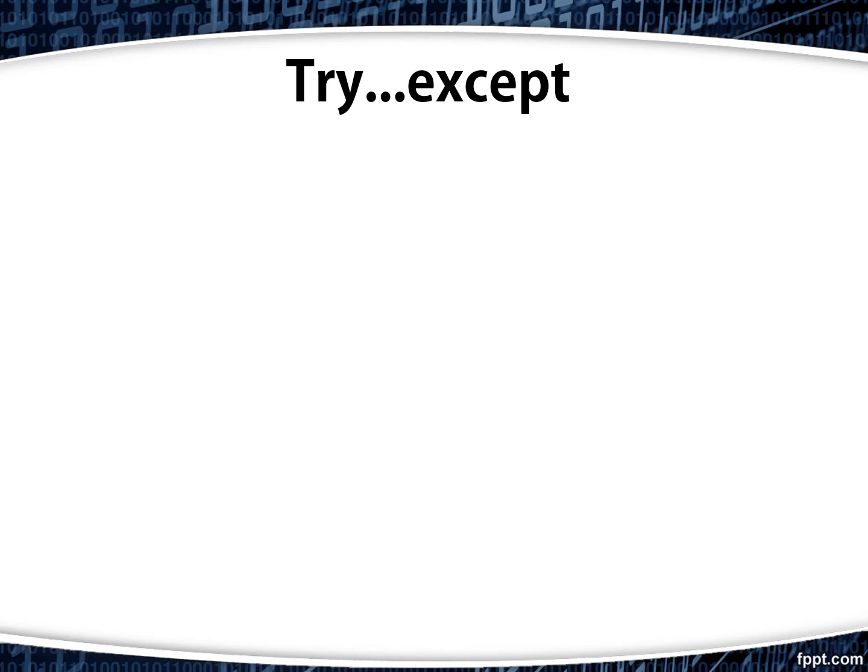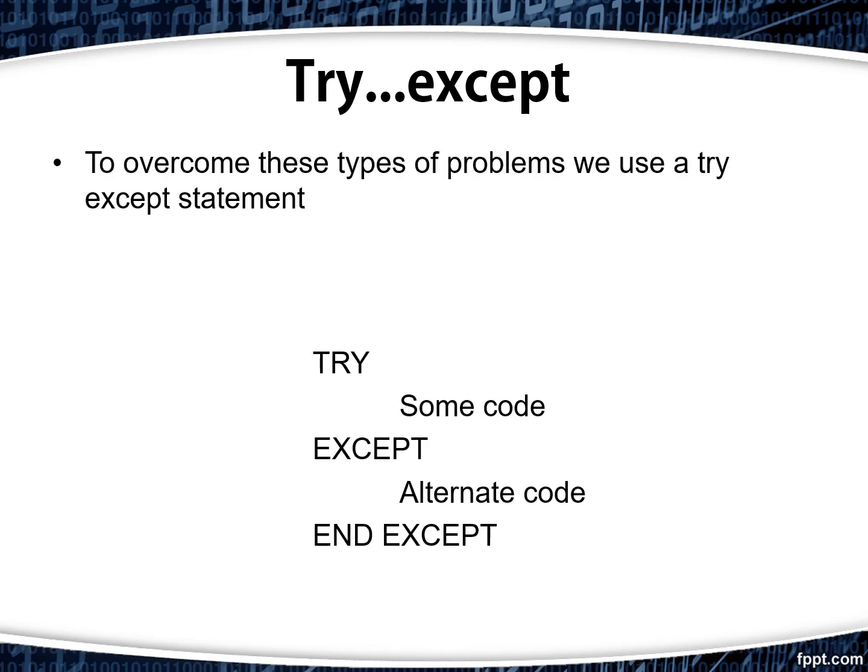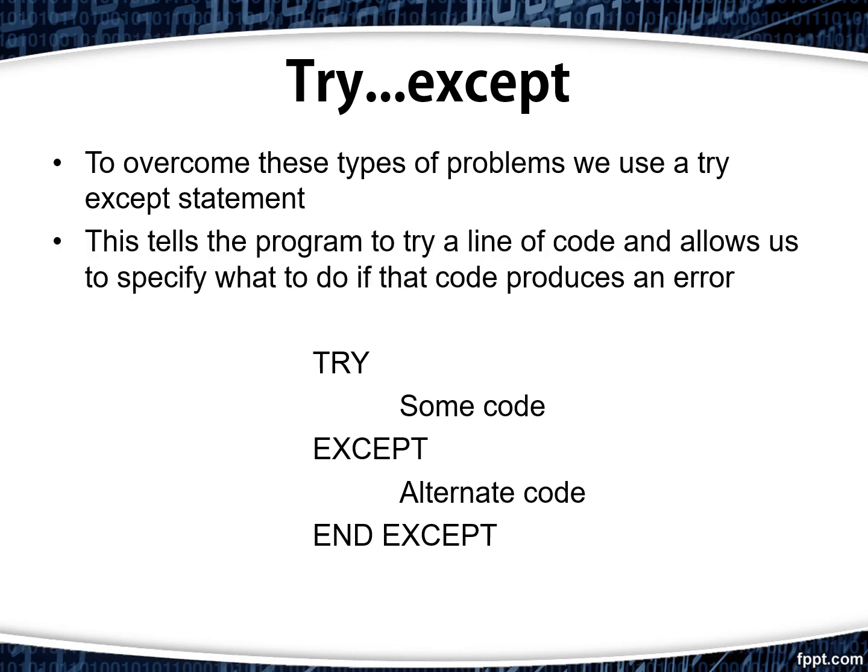To overcome these types of problems, we use a try except statement. This tells the program to try a line of code and allows us to specify what to do if running that line of code produces an error. Inside the try block, we put the code we'd like to try, and inside the except block, we put whatever code we'd like to run instead of having the program crash.